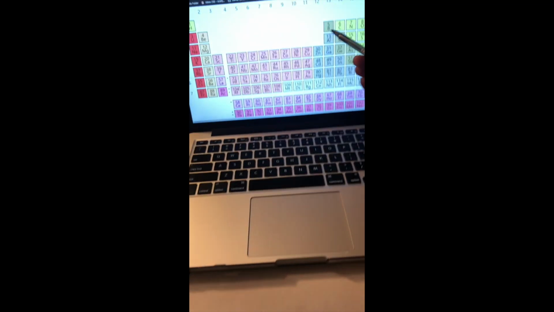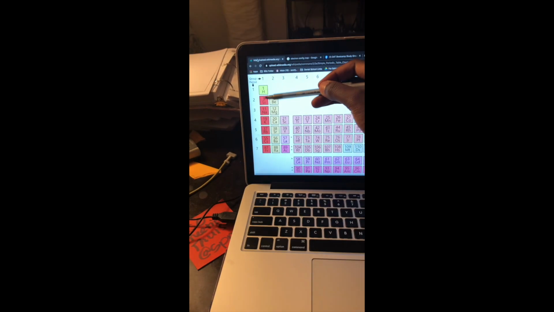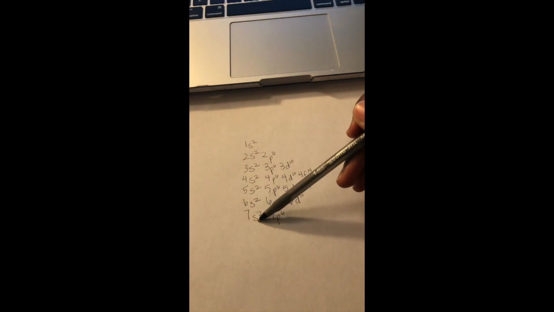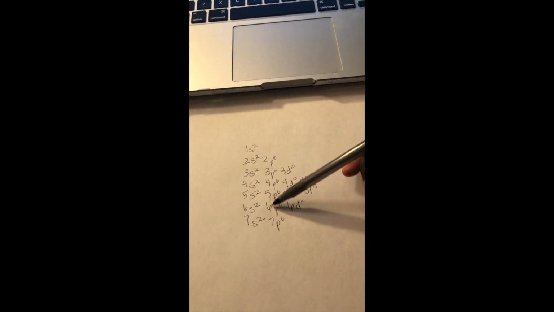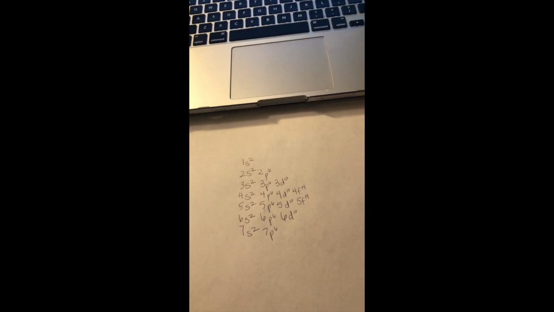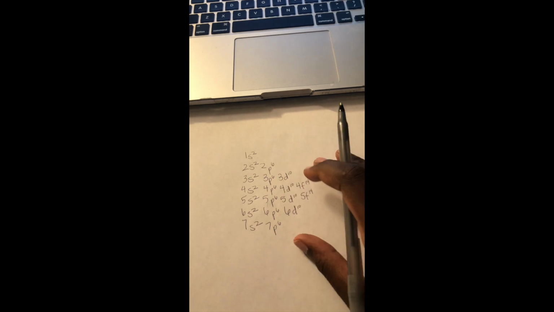D can only have 4 rows total because there's only 1, 2, 3, 4 rows. P can only have 6 because there's only 1, 2, 3, 4, 5, 6. Sorry, I can't count. And then S can have 7. There's 1, 2, 3, 4, 5, 6, 7, and here there's 1, 2, 3, 4, 5, 6, 7. And then the P, 1, 2, 3, 4, 5, 6, and then 1, 2, 3, 4, 5, 6. So this is going to be your electron configuration map.